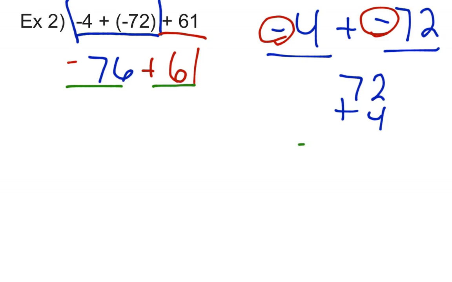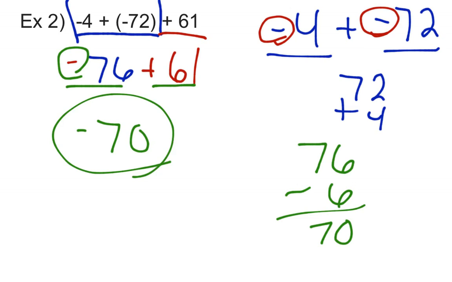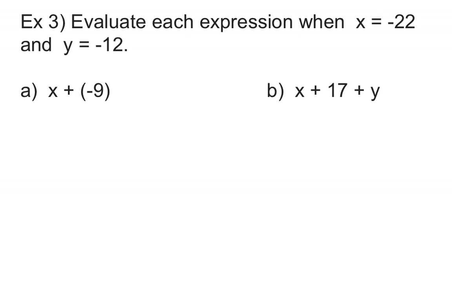So again, I'll do this off to the side. 76, and I'm going to subtract 6, which gives us 70. And now, if we forget about the signs for a second, I like to cover them up. Normally 76 is bigger than 6, so whatever the sign of the 76 is going to be the sign of the answer. And sure enough, the 76 was negative. That means my final answer is going to be negative, so I get negative 70. Okay, final problems. Pause the video, go for it.